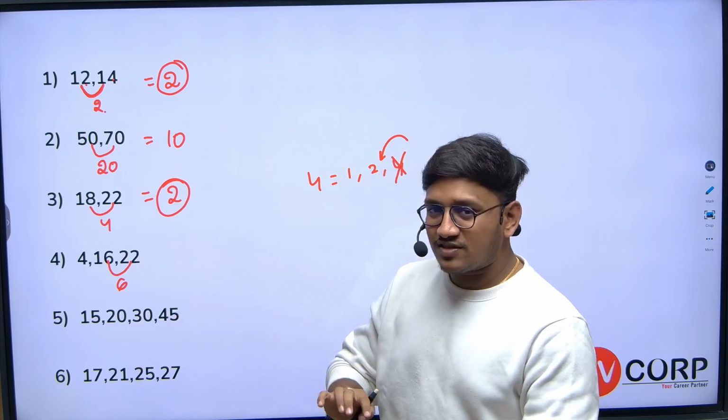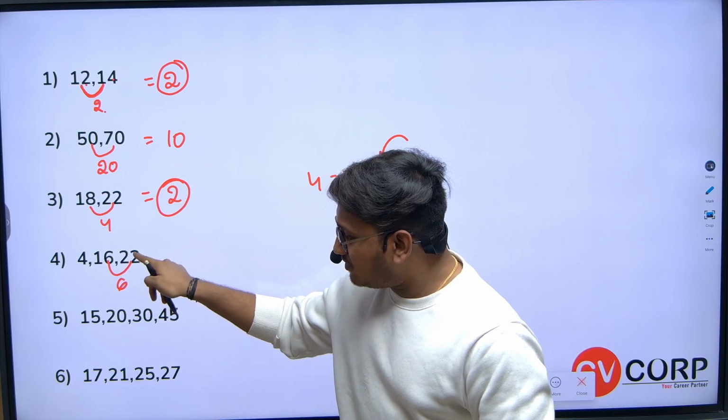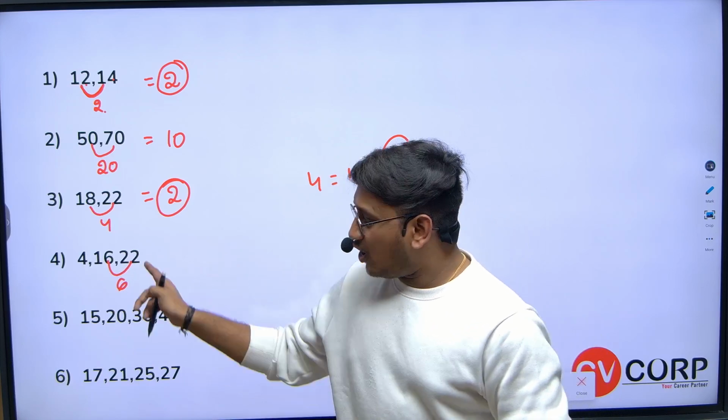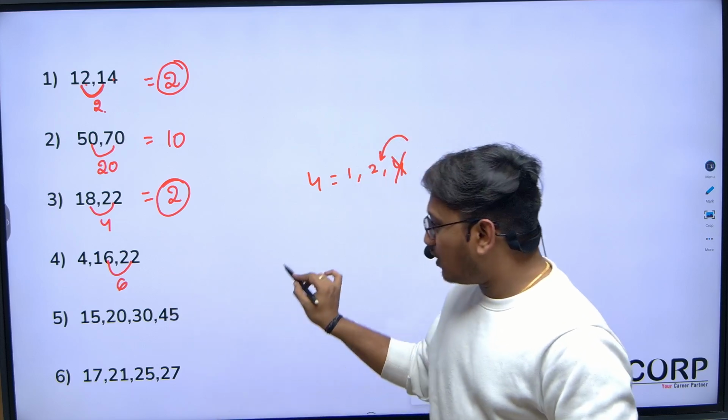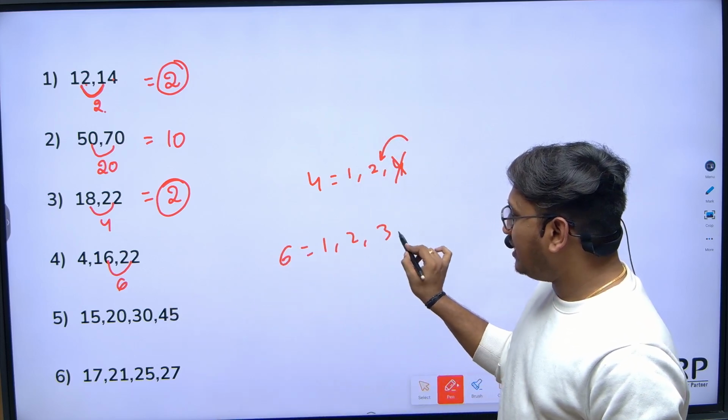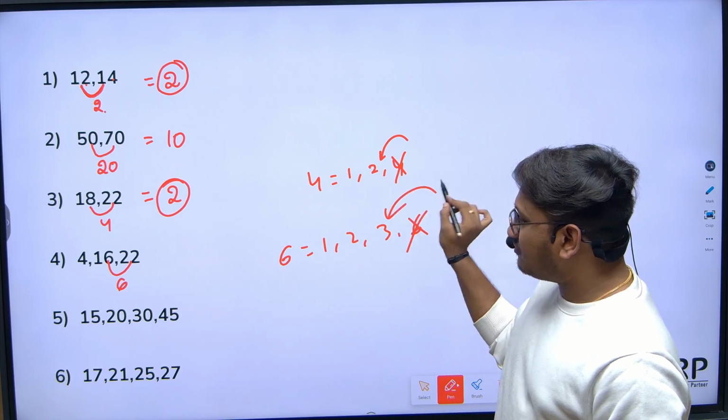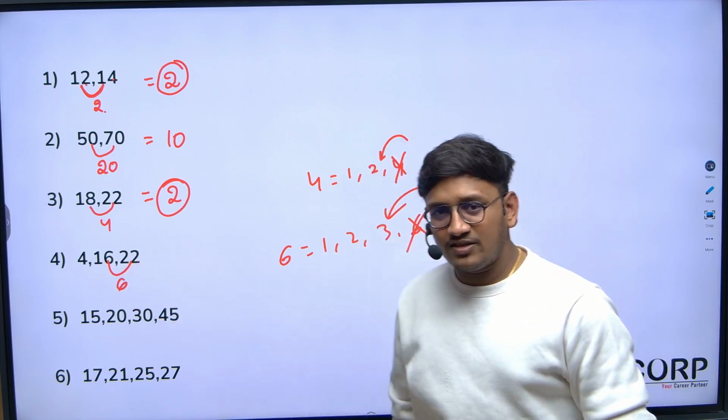Now the process is the same. You should check whether all the numbers are divisible by 6 or not. Okay, all the numbers are not divisible by 6. So what are the factors of 6 actually? 1, 2, 3, 6. 6 is not divisible, check with 3. Are all these numbers divisible by 3? No.